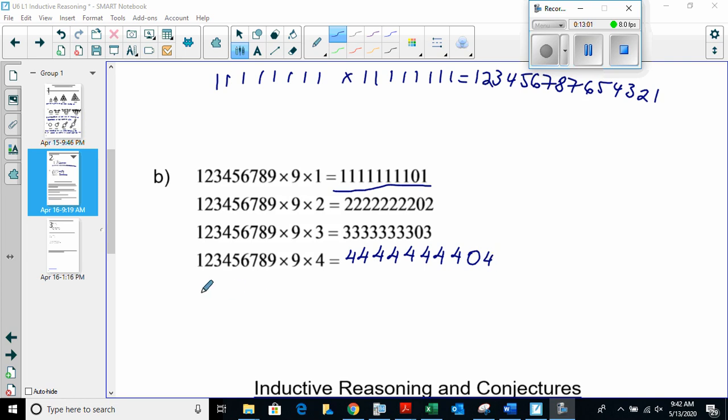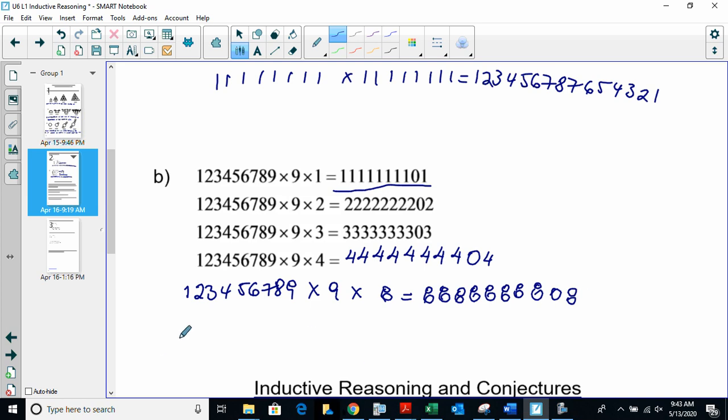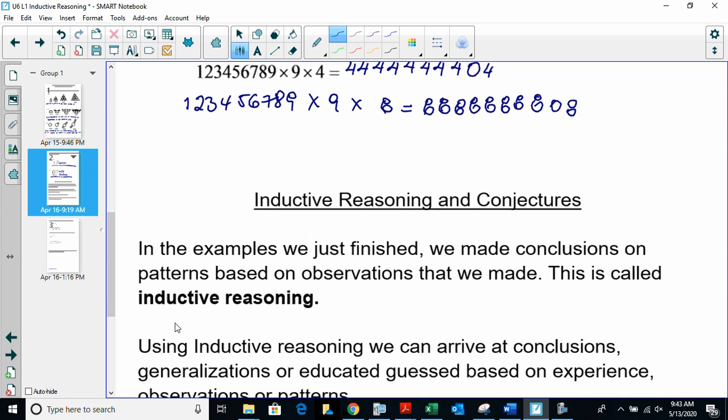So now, based on this inductive reasoning, if we have to multiply 1, 2, 3, 4, 5, 6, 7, 8, 9 times 9 times 8, then you will know that you will have 1, 2, 3, 4, 5, 6, 7, 8 eights, and you can check it in your calculator if this reasoning is right or not.